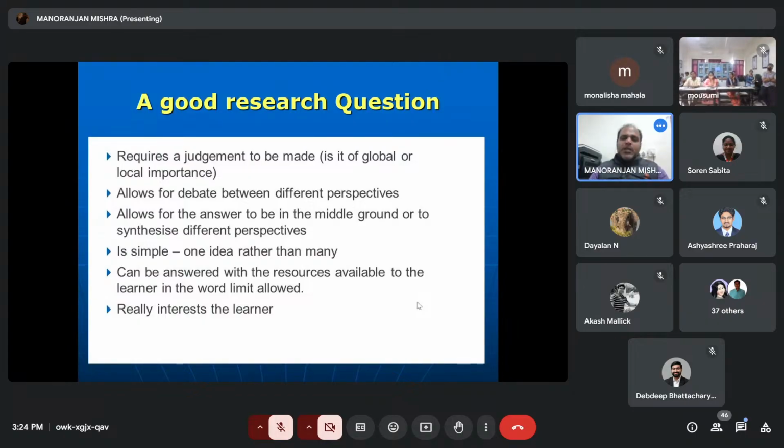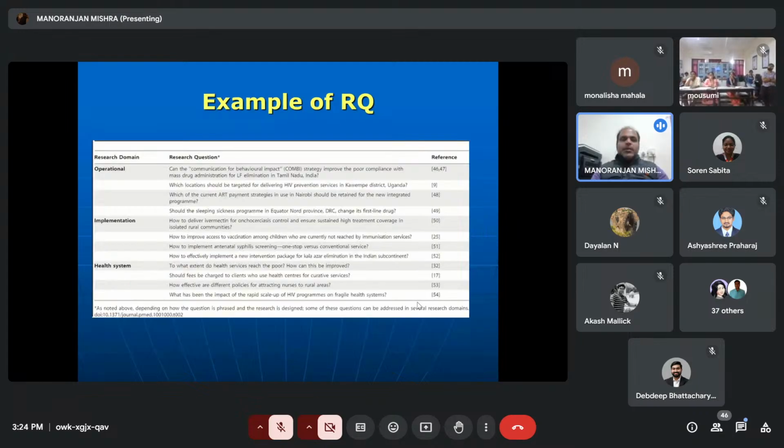A simple one idea rather than many can be answered with the research available to the learner in the world limit a lot. Really interested the learner. So these are things which you have to ask yourself before translating your research problem to research question. I think these are the number of research questions which has been put. I am not going into details. So I think I have just given you ample of ideas how to do that.